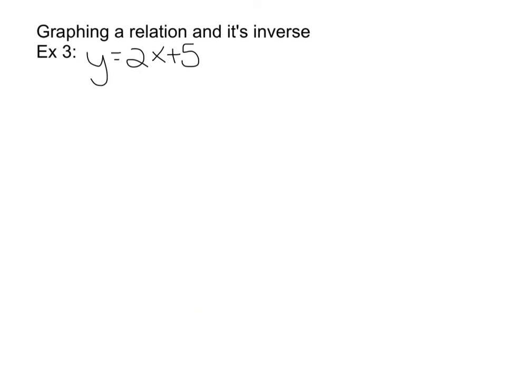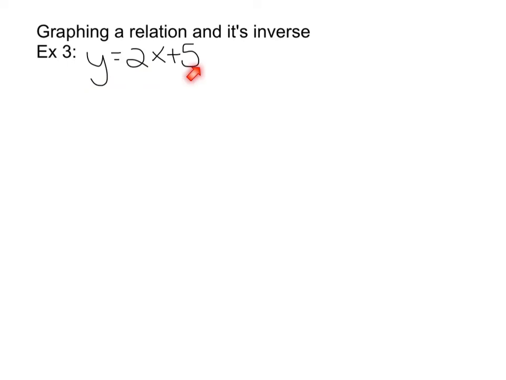We are going to graph a relation and its inverse on the same line. So in our first example, they gave you points, and it was really easy to switch x and y. Now you need to actually know what the graph is that is given to you, and then you can switch x and y. So y equals 2x plus 5 is a line with a slope of 2 and a y-intercept of 5.